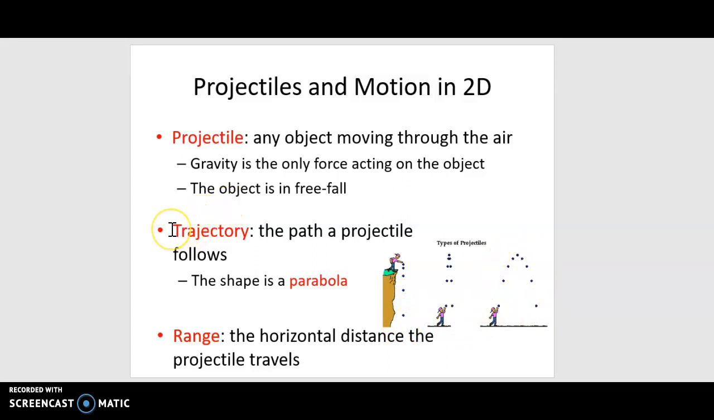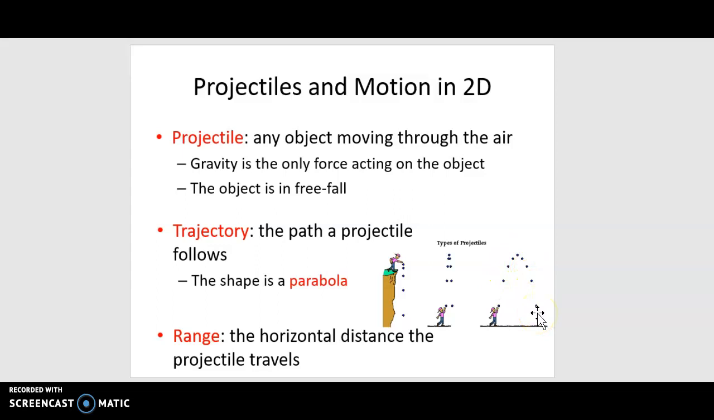But some other terms that you need to know is the trajectory. The trajectory is the path the projectile follows. And that's, again, whether you drop it, the trajectory we say is just a straight line going down. If you throw an object up, its trajectory is just it going up and coming back down. When you throw it at an angle, the trajectory is just the shape or the path that it follows.